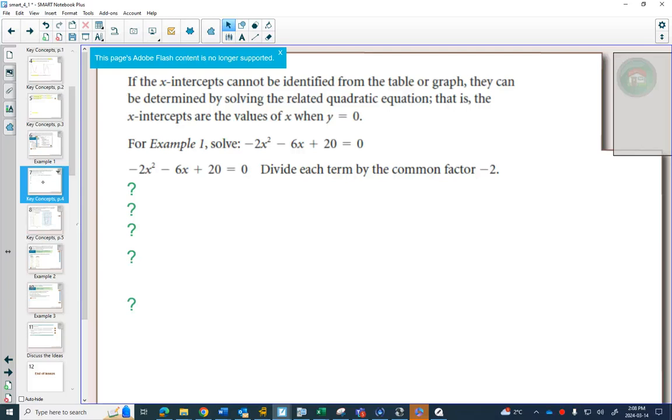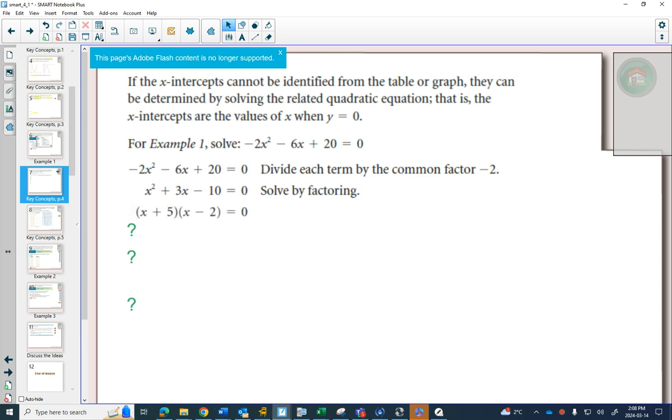So they start off with something from our last chapter. They say, can you solve negative 2x squared minus 6x plus 20? Well, I could divide everything by negative 2, and then I get a quadratic equation. I could say, should I factor, or should I use completing the square, or should I use the quadratic formula? Personally, I would try factoring first, and this one does factor really nicely.